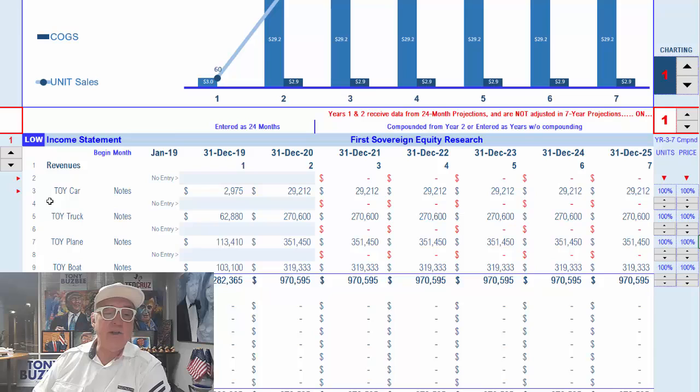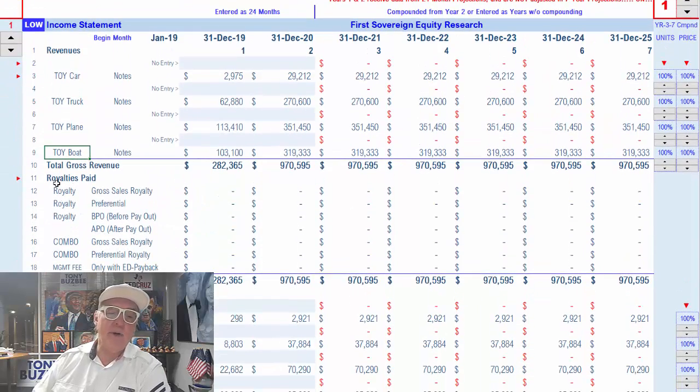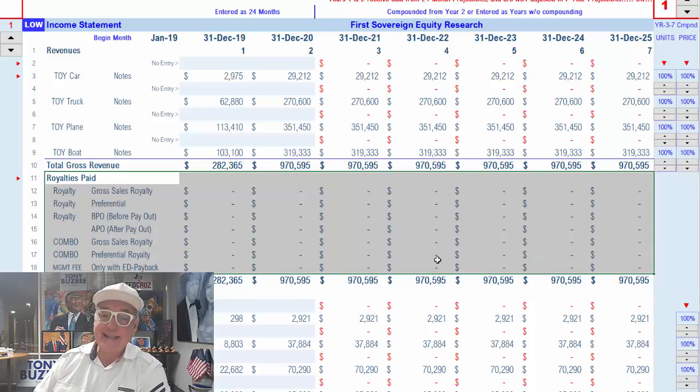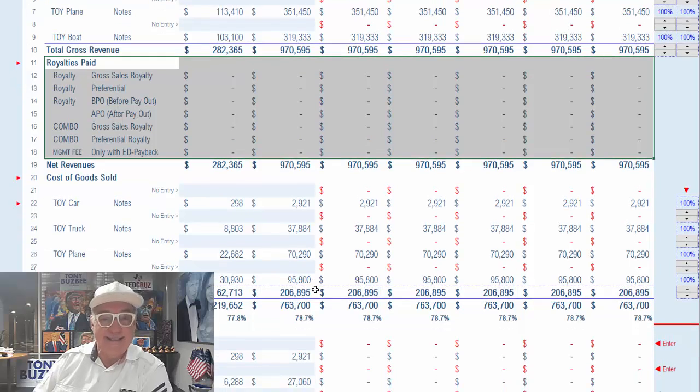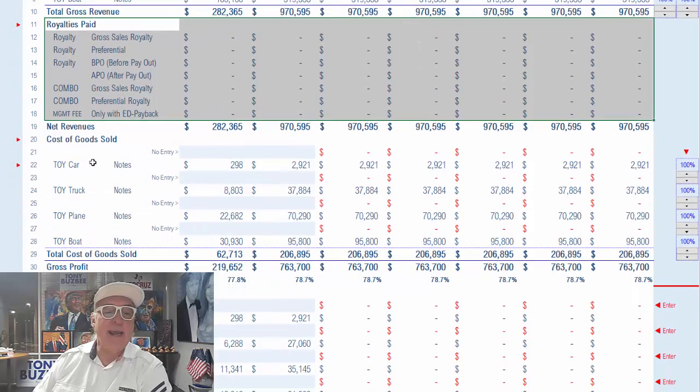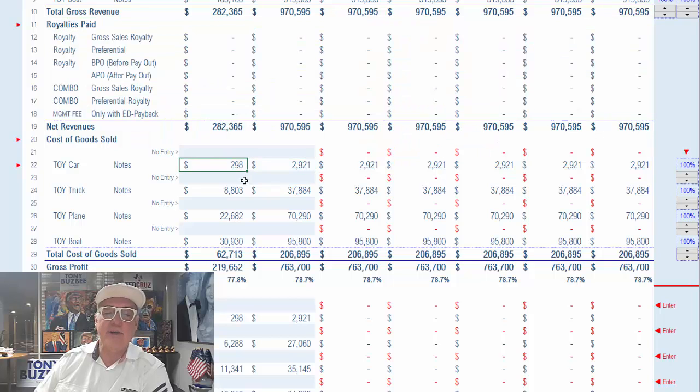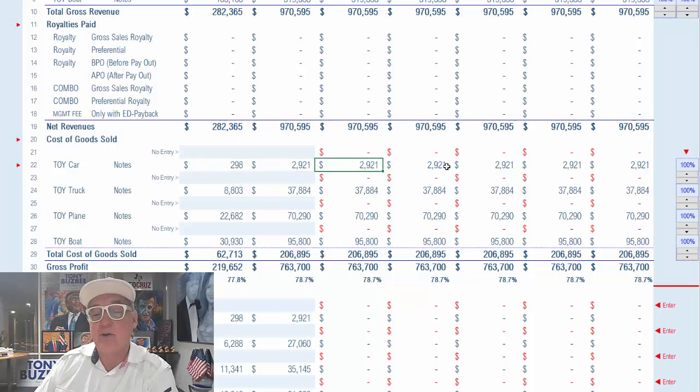All right, so you can do that for each one of these products. Now we come down here. We're not talking about royalties yet because that's the deal-making side of this deal in tab 4. And we're just in tab 3. So here we have the cost of goods sold. Now again, the first year's, these are dollars, $2.98 of cost of goods. And then there's $29.21, and notice it goes straight on across.